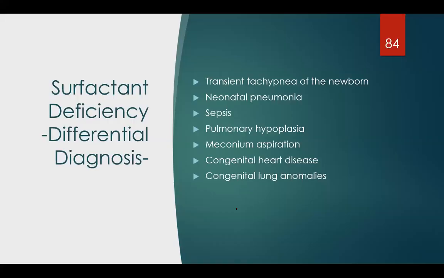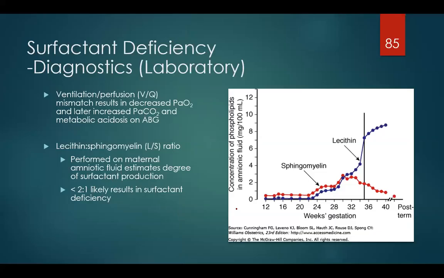Surfactant deficiency differential diagnoses are here. They can have transient tachypnea of the newborn, neonatal pneumonia, sepsis, pulmonary hypoplasia, meconium aspiration, congenital heart disease, and congenital lung abnormalities. This is a lecithin sphingomyelin ratio, which plots the sphingomyelin and the lecithin. You see that a less than 2-to-1 ratio likely results from a surfactant deficiency. This is performed on the maternal amniotic fluid and estimates the degree of surfactant production.